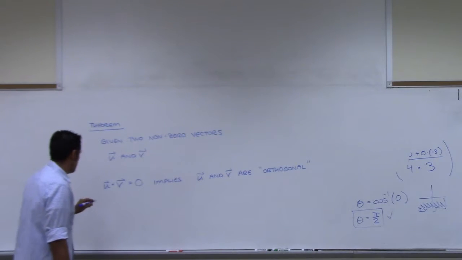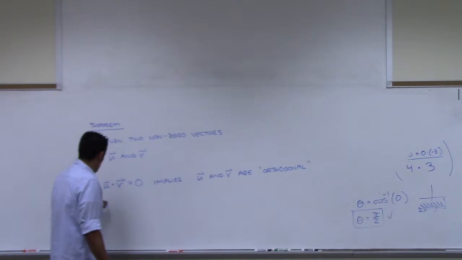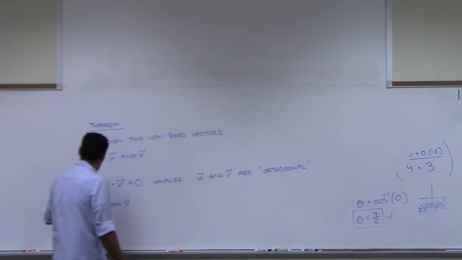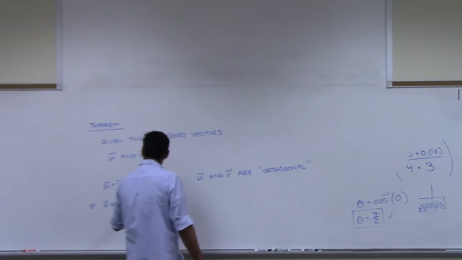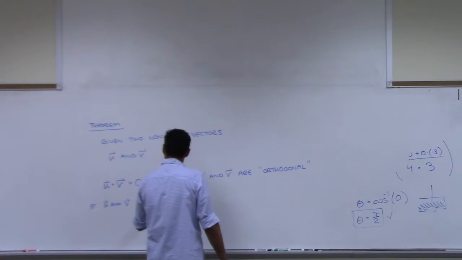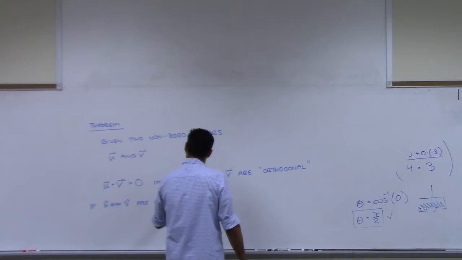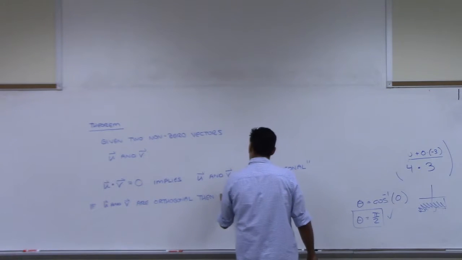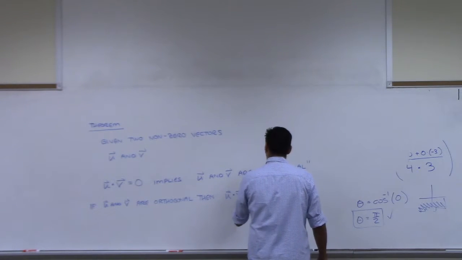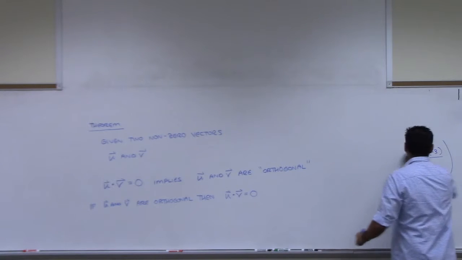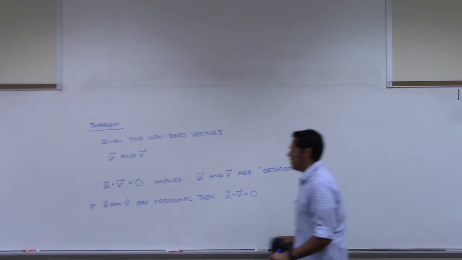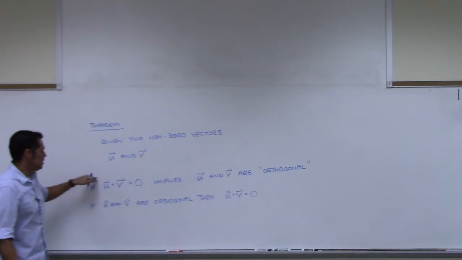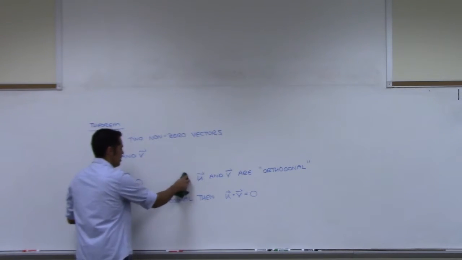Now, this actually works the other way around too. If u and v are orthogonal, then u dot v equals 0. And let me change something up here in this one. When I wrote this down, I want to just put in front of here, if this is true, I'm going to change implies to then.